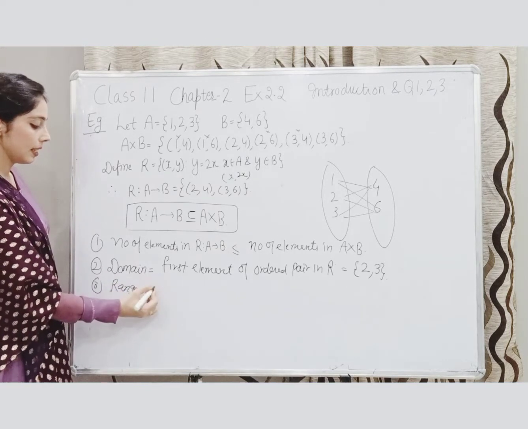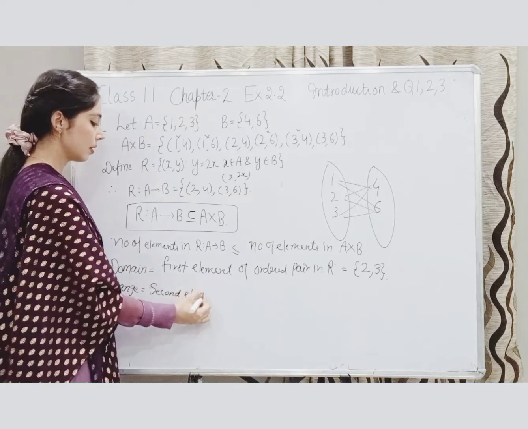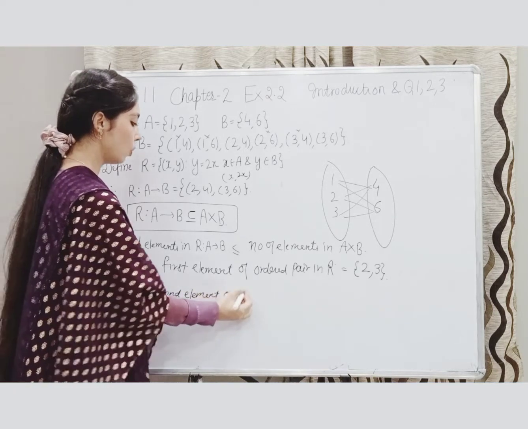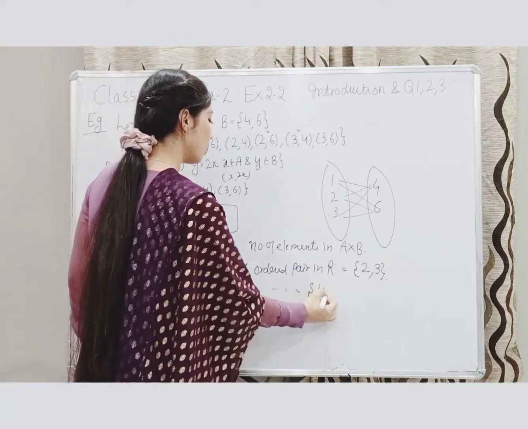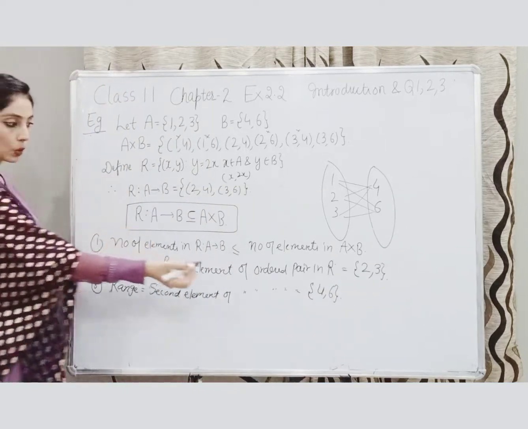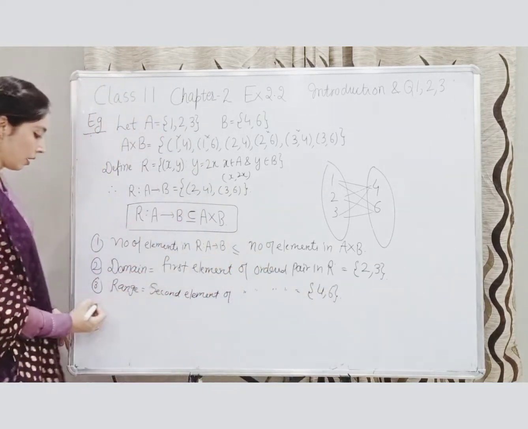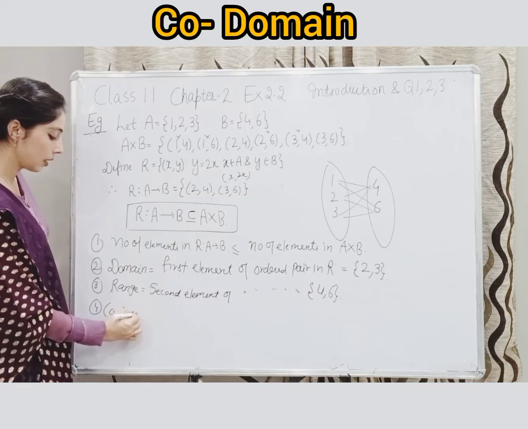Range is the second element of ordered pair in R, which will be 4 and 6. Okay, by this example, which will be 4 and 6. Okay, now next definition is codomain.